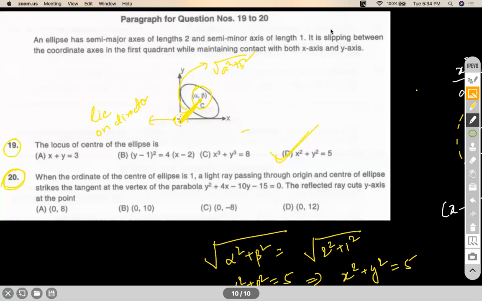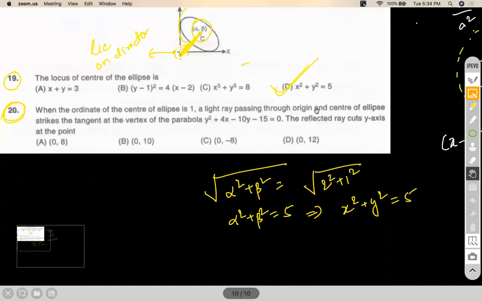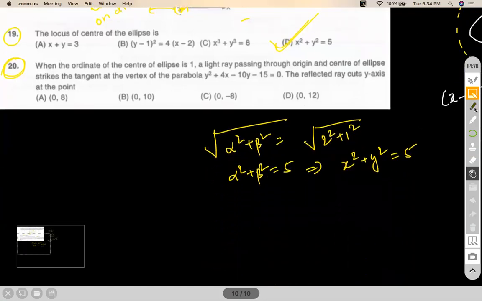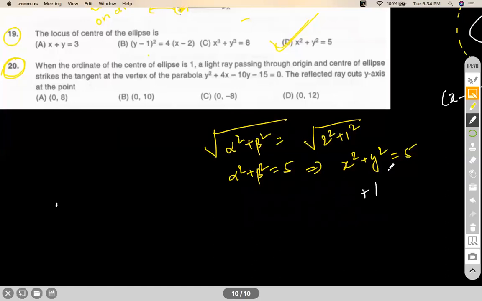Okay, so everybody has said B, so I think it requires no discussion. Let's discuss it anyway. First of all, if the ordinate of the center is 1, the abscissa has to be 2, because alpha square plus beta square has to be equal to 5. The question is, a ray of light passes through the origin and the center of the ellipse. So let's say this is (0, 0), and this is (2, 1). There is a ray of light passing through it.